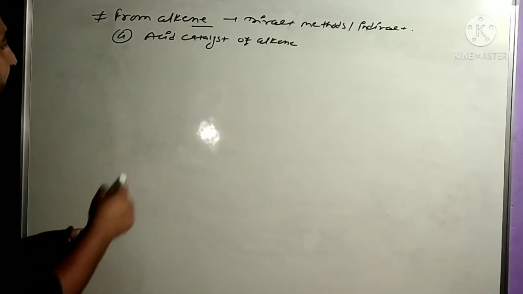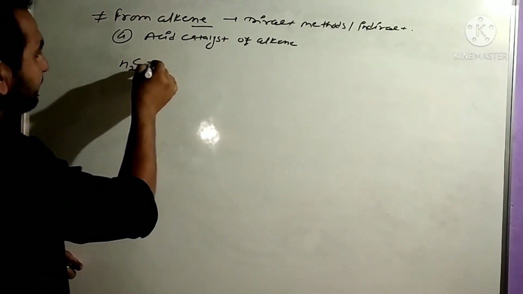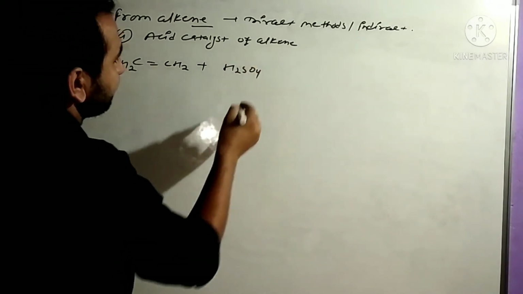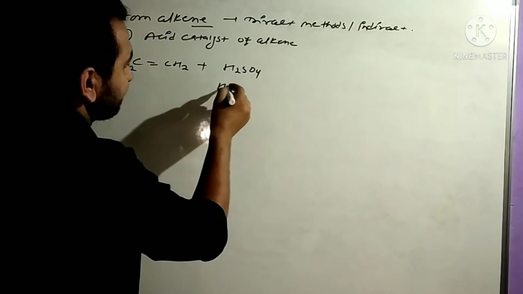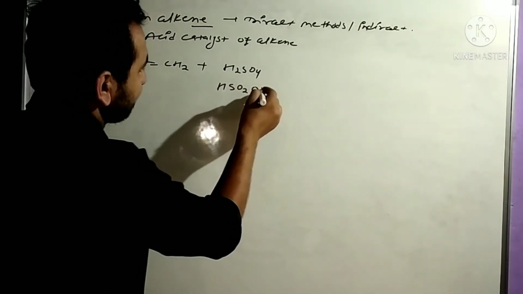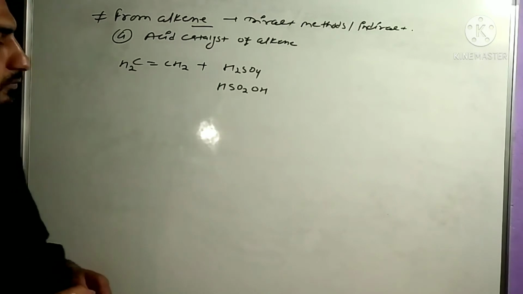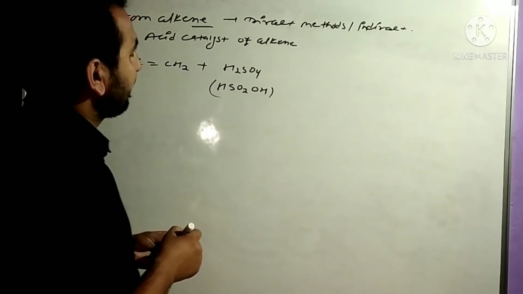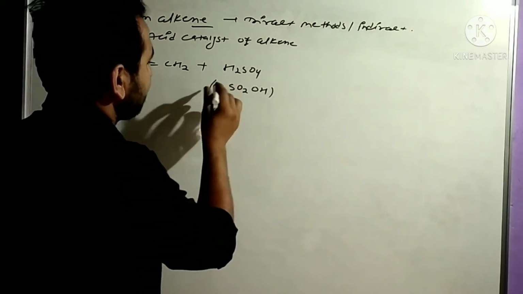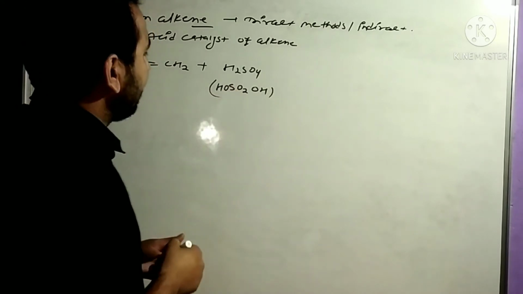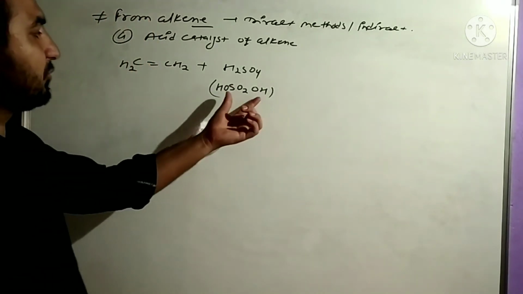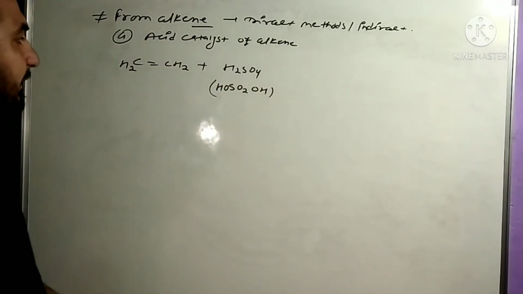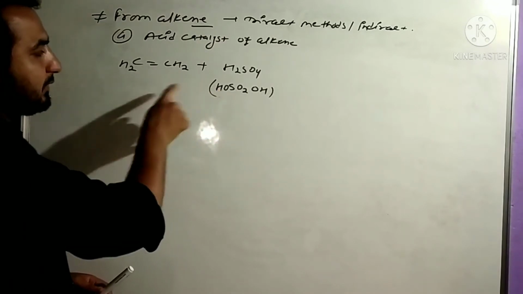So here you see that when alkene reacts with any acid, that means like H2SO4, then you can write it as HOSO2OH. That means the 2H, S and O4. Clear?